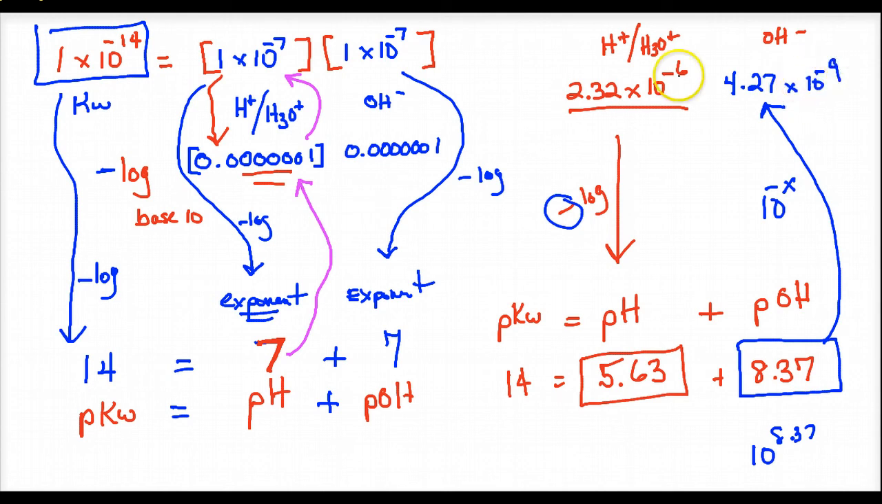And if you haven't already figured out, you could multiply these two numbers, and of course they would equal what? 1 times 10 to the negative 14, which is Kw. So you said, Mr. Grodsky, if I wanted to find the hydroxide, why do I have to go through all this method? Couldn't I have just taken this number and divided by the H plus? Sure, you could. But I was showing you how you can work back and forth from pH to pOH.